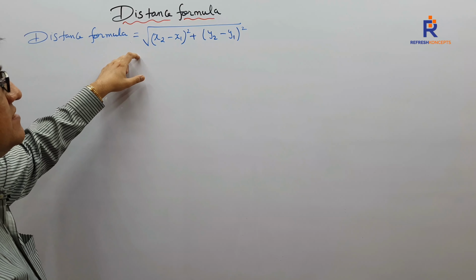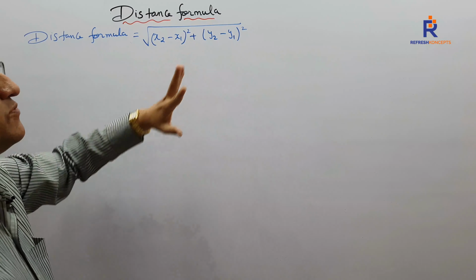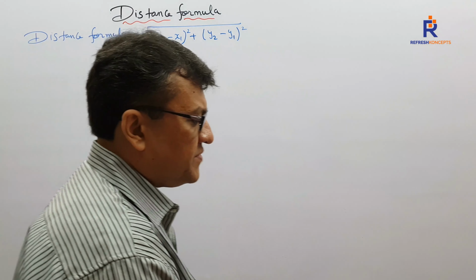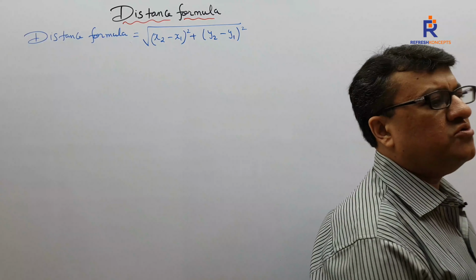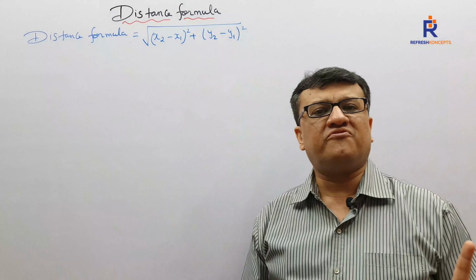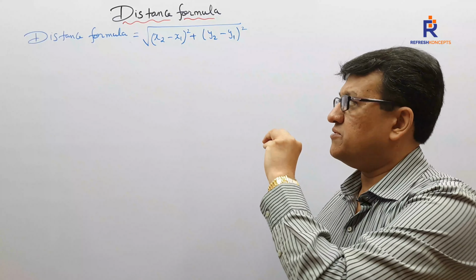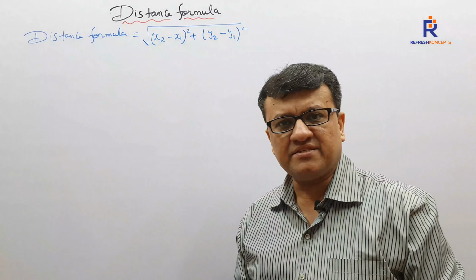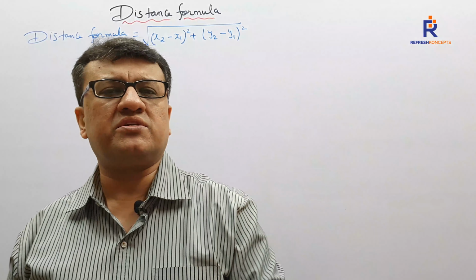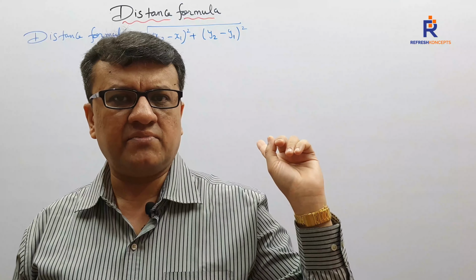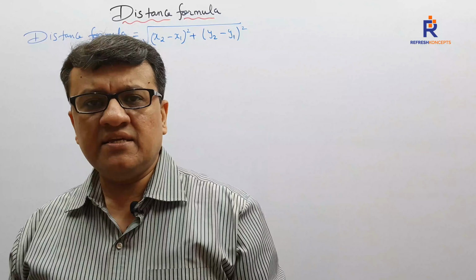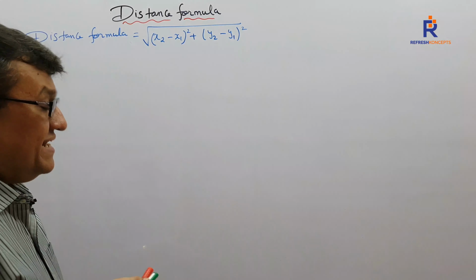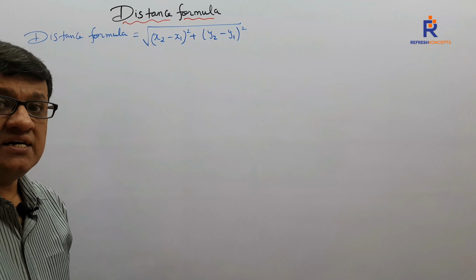The distance formula is nothing but the square root of (x2 minus x1) the whole square plus (y2 minus y1) the whole square. Normally, you are just supposed to mug up the formula. You just need to know the formula, apply the coordinates, and you get the answer. As simple as that. Coordinate geometry, children, is very, very easy. The distance formula being part of it, it's very, very easy. So let's understand how this particular formula came.